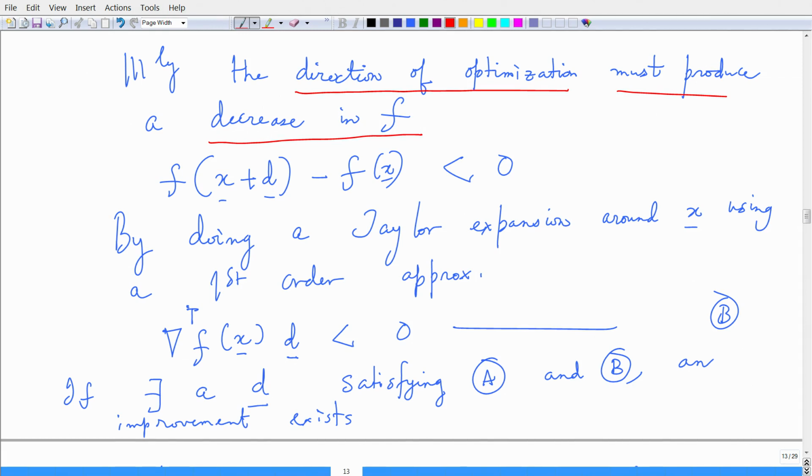You have f of x plus d is approximately f of x plus del f dot d, and I subtract f of x. So I end up with the gradient of f dot d, that is the inner product of the gradient of the objective and the direction, and that has to be strictly less than 0.